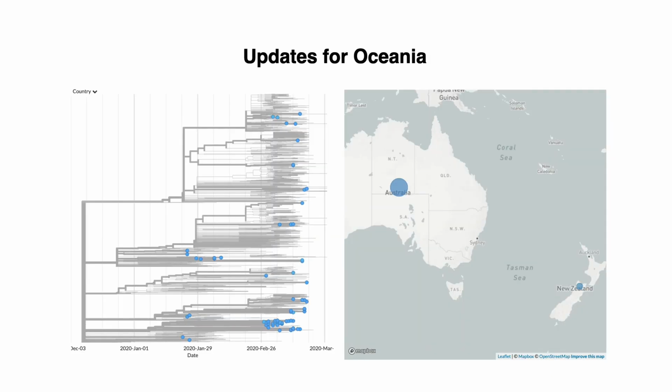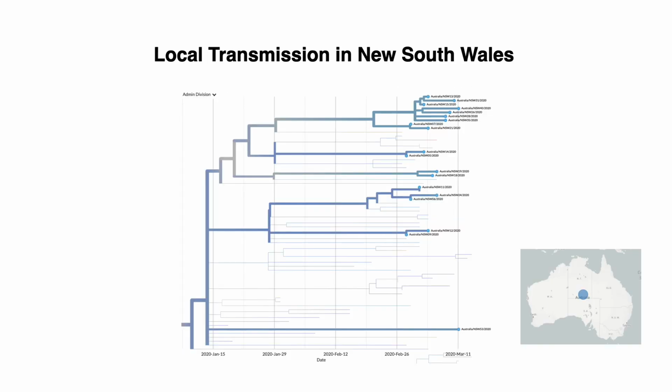In updates for Oceania, there is evidence in the genetic data for local transmission in New South Wales, Australia. The new sequences from Australia show evidence of local transmission across New South Wales. The virus has likely been circulating in this area since at least the end of February.